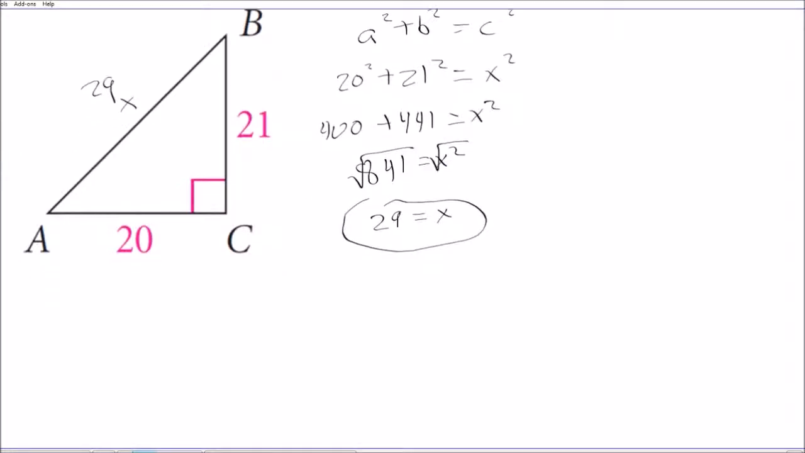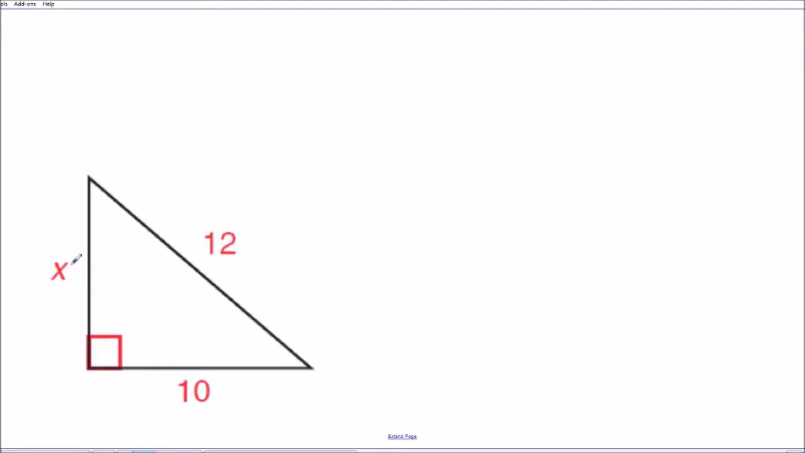Let's try another one. Okay, here's our next one. We're going to find x. It's a right triangle. Why don't you pause the video and try to do, at the very least, the setup by yourself. Okay, and once you get to here, make sure you have the 12 by itself.